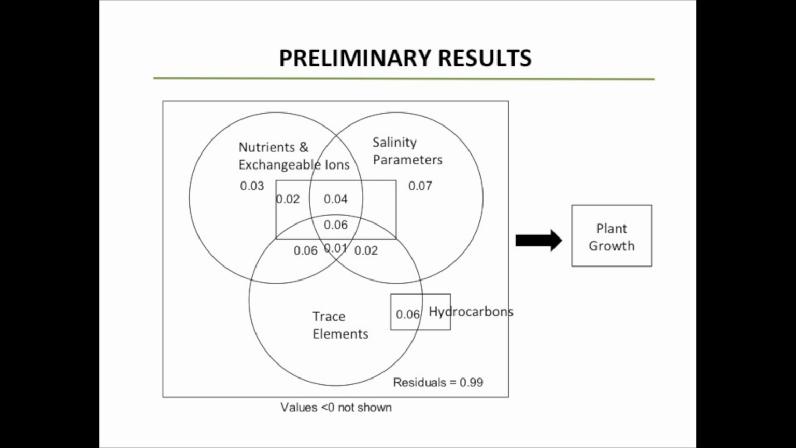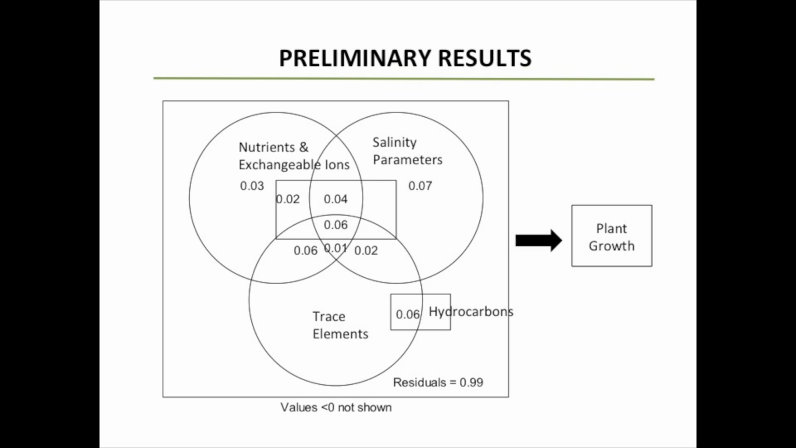To see what happened in the interactions between these chemical parameters, we did this variation partitioning analysis. So we grouped many of these chemical compounds, so we group as salinity parameters, nutrients, exchangeable ions, salinity, trace elements, and hydrocarbons. And we are trying to see what is happening by themselves, how they affect plant growth, or what happened with the interactions between them and how they affect plant growth.